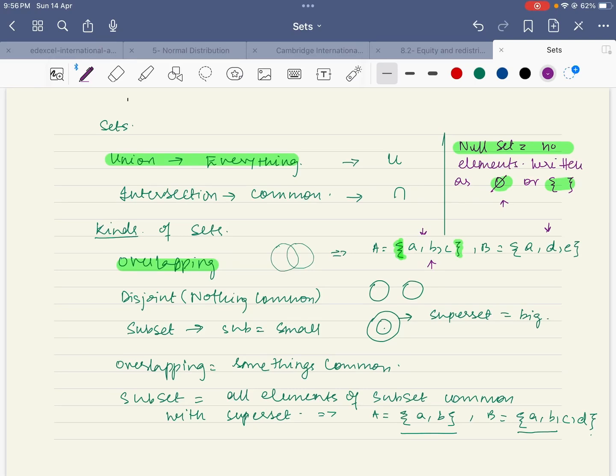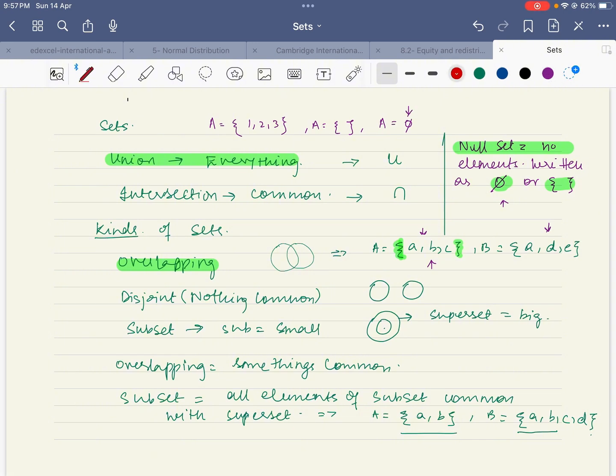Sets. What are sets? Sets are written like this. Anything enclosed in curly brackets, whatever is inside the set, are members or elements of the set. We have an empty set also. Empty set is written like this or it is written like this. This symbol is called phi, P-H-I, phi.